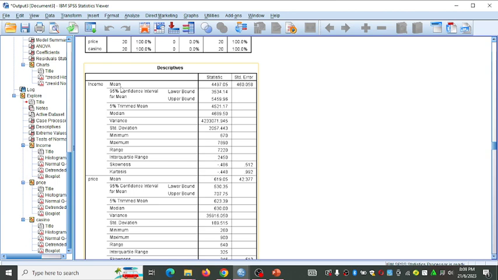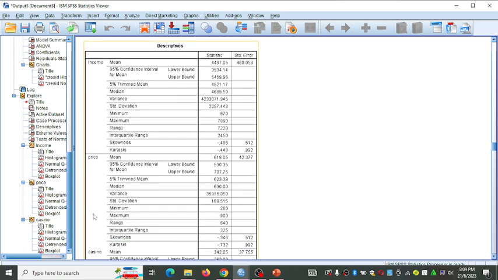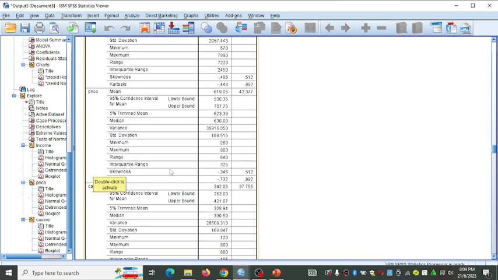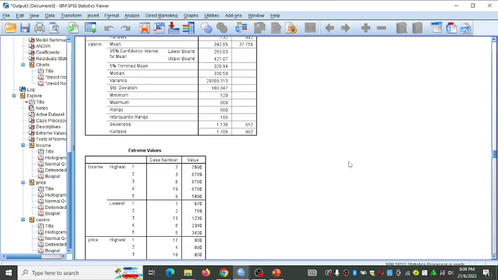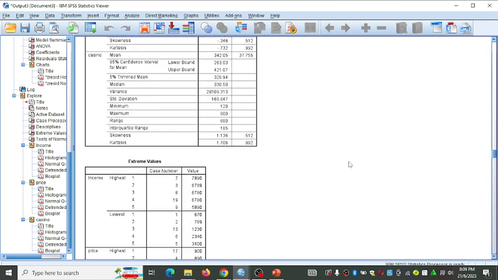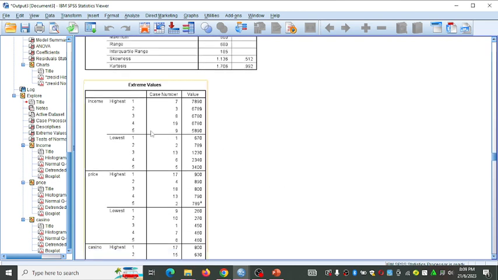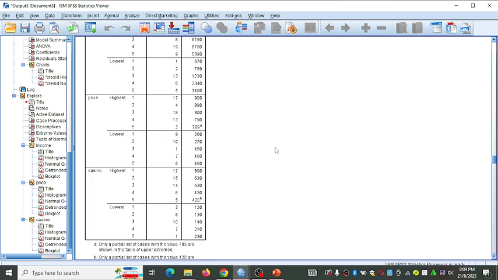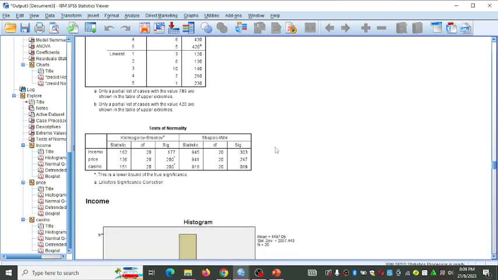From income, we have skewness and kurtosis here. From price, we have skewness and kurtosis. And from casino, we have skewness and kurtosis. We also have the extreme values, or values deviating from normal distribution, for each variable. Then I want us to concentrate on this one here, the tests of normality.